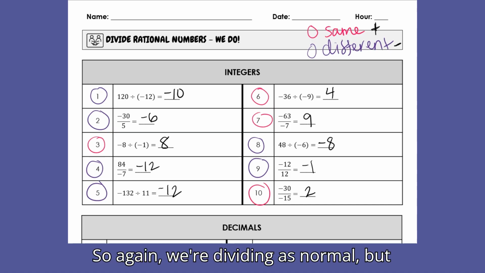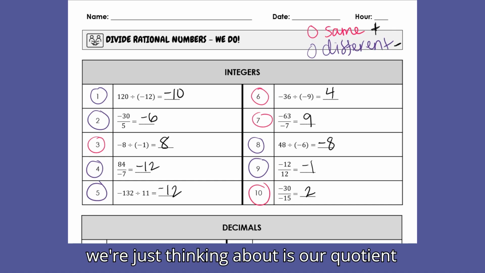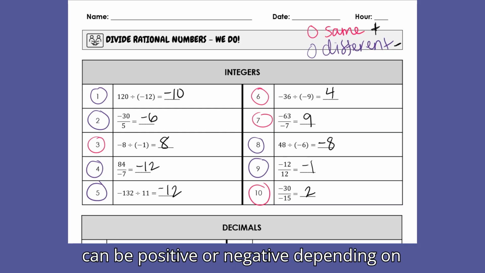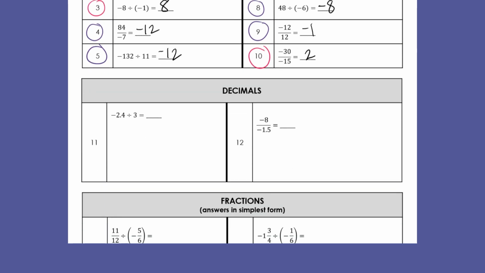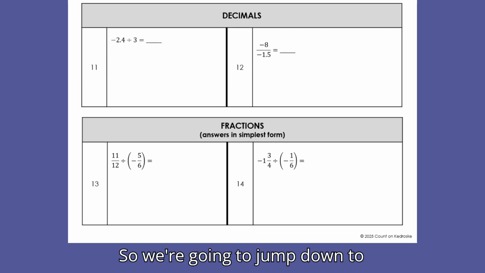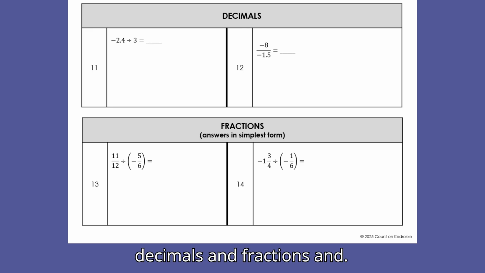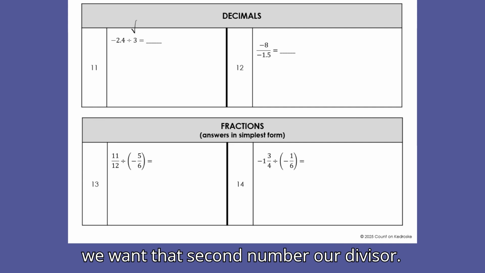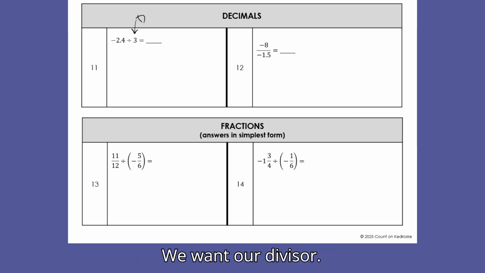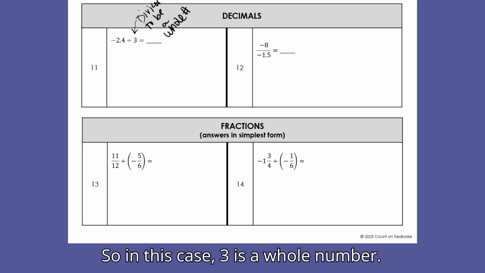So again, we're dividing as normal, but we're just thinking about whether our quotients are going to be positive or negative depending on the sign. So we're going to jump down to decimals and fractions. And when we do decimals, when we're dividing, we want that second number, our divisor, to be a whole number. So in this case, 3 is a whole number.